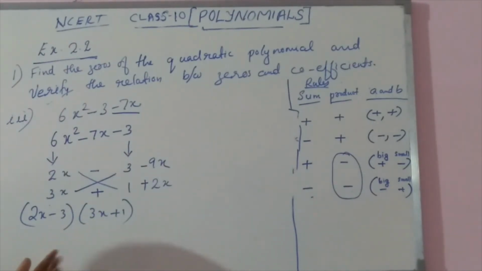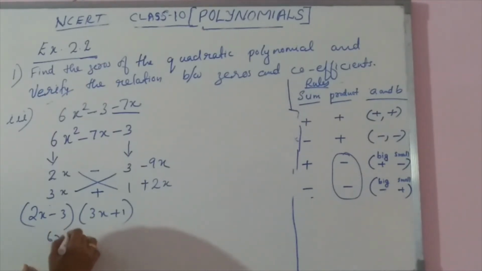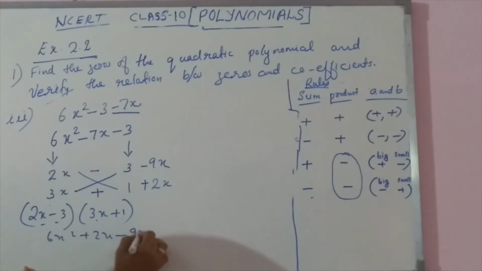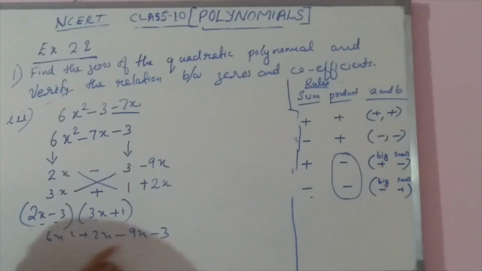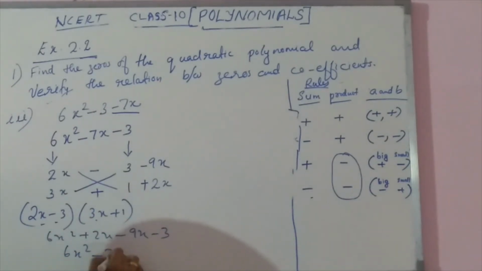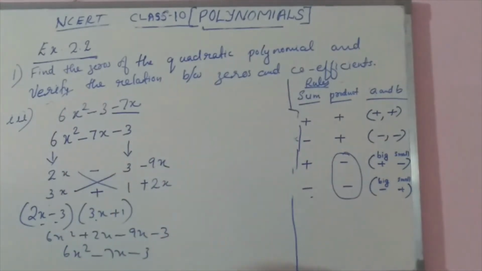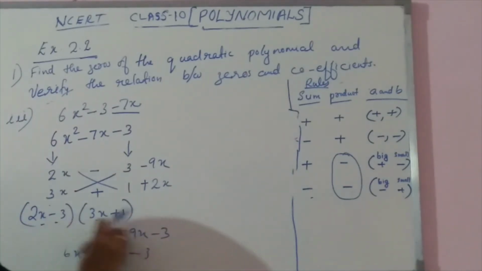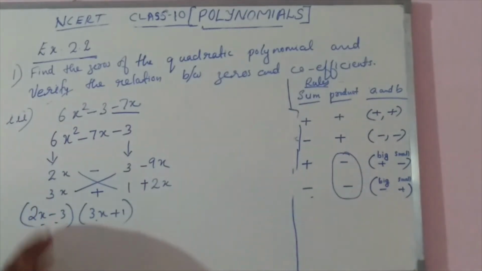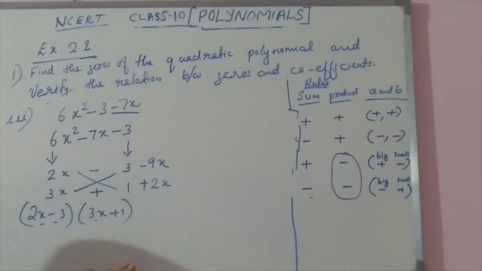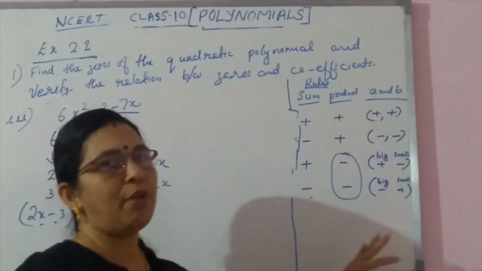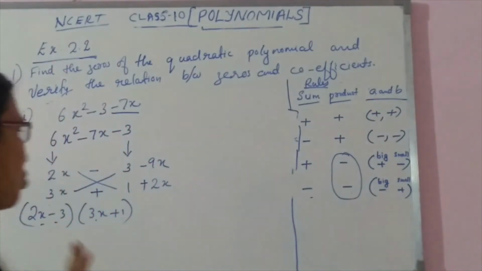We can check whether it is correct or not. 2 3s are 6, 6x square. 2x into 1 is plus 2x, 3 into 3 is 9, minus 9x, and 3 into 1 is minus 3. So 2x minus 9x is minus 7x, giving 6x square minus 7x minus 3. So we are getting the quadratic polynomial, therefore our factors are correct. If it is possible for you to do this method, then do it, otherwise you can do the first method, splitting middle term method, which I already explained in another video. Anyway, you must use this rule for sign convention.